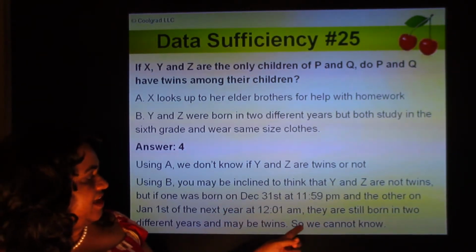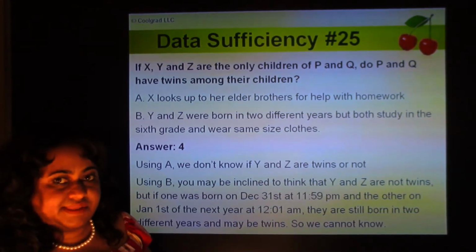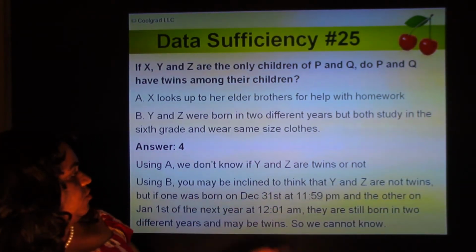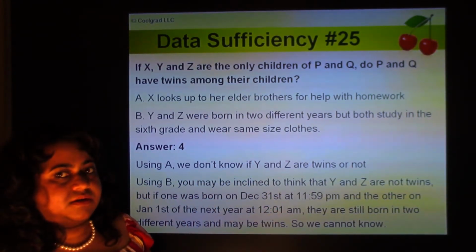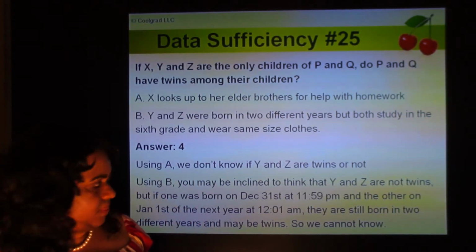So we still can't say if Y and Z are twins or not. They may still be twins, or they may not be twins. So using both the statements, it's still not possible to say if they are twins or not. So we pick option 4.